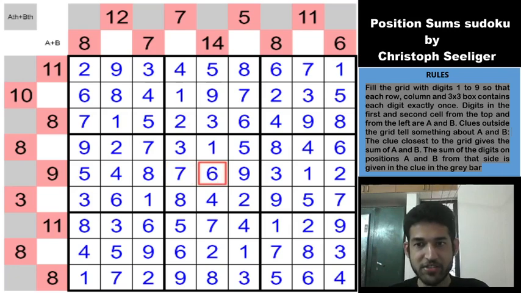A really excellent practice Sudoku. Had a lot of neat deductions all through the solve.